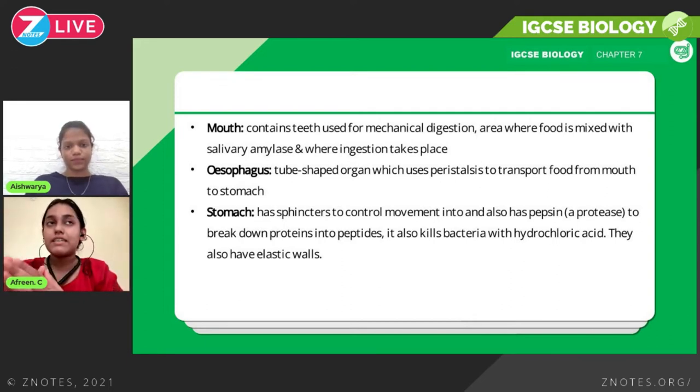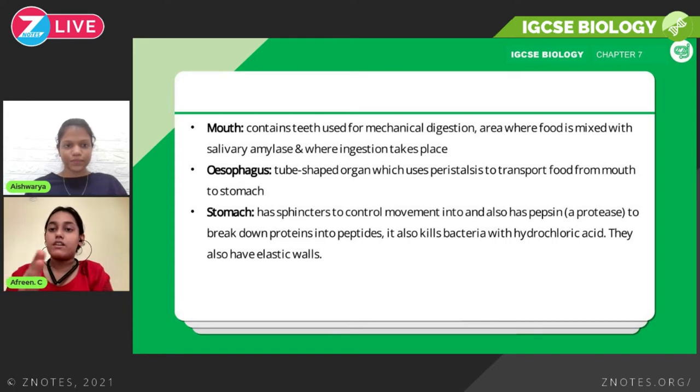Important thing about amylase, it's an enzyme that breaks down carbohydrates. If you notice, when you chew bread for a bit longer than you're supposed to, it will taste sweeter. That's because the amylase in your saliva is breaking down the starch into simple sugars, so you can taste the sweetness of it.